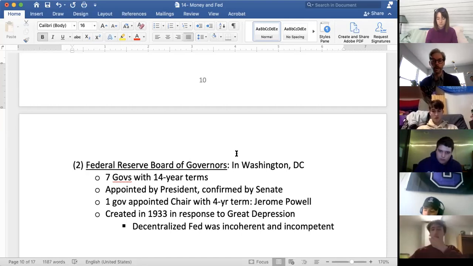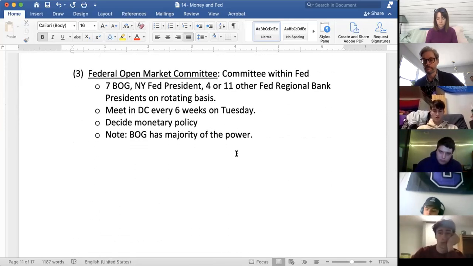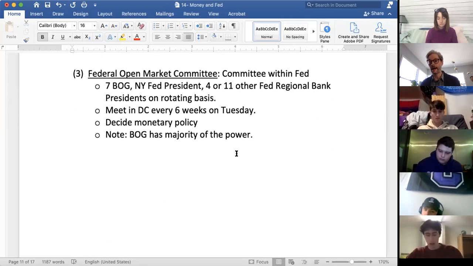Now, there's another important part of the Federal Reserve that you have to understand, and that's the Federal Open Market Committee. This is a group of people who work within the Fed. All right, so the Federal Open Market Committee is a committee within the Fed. And who is on this committee? It's those 7 Board of Governors. It's the New York Fed president. And then it's 4 of the 11 other regional presidents on a rotating basis.